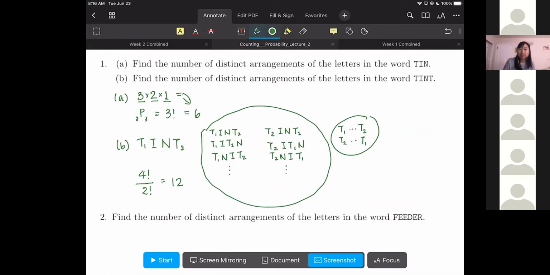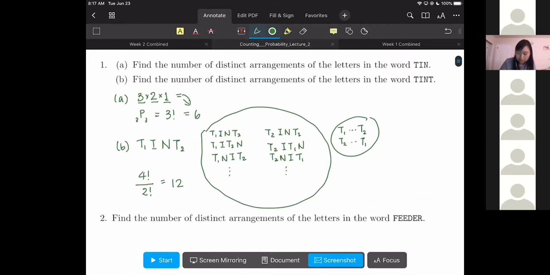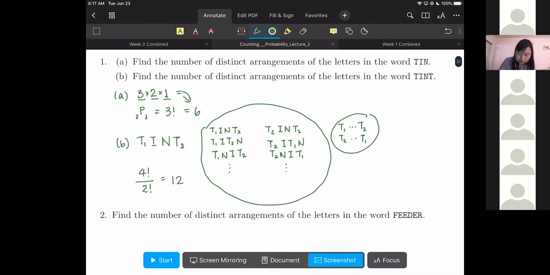Yeah, I have a question about B. Okay, what's up? So for example, if it was T-I-N-E, the answer would be 4 factorial, right? Yes. So what I'm confused about is that since every word we can form with TINT has 2 options, I'm confused as to why it's divided by 2 factorial and not multiplied by 2 factorial. Yeah, it's a good question. Let's try working this one out.